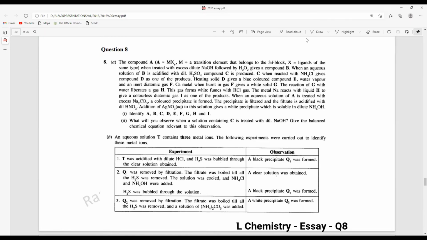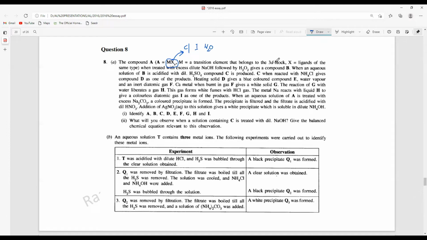So compound A, I will just take the drawer. This is compound A with elements M and X. M is given as a transition element that belongs to the 3D block, so it can be scandium, titanium, vanadium, chromium, manganese, iron, cobalt, nickel, copper, or zinc. X are ligands of the same type, so it can be like 3 water, or 3 chlorines, 3 iodines, water, cyanide. Any other ligand that can combine with this element M and form this MXn complex.